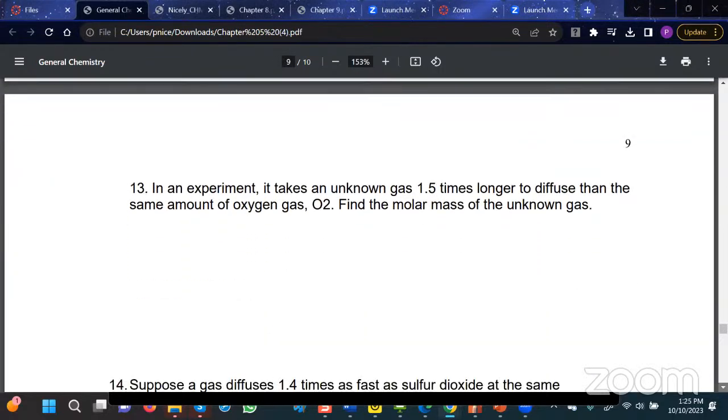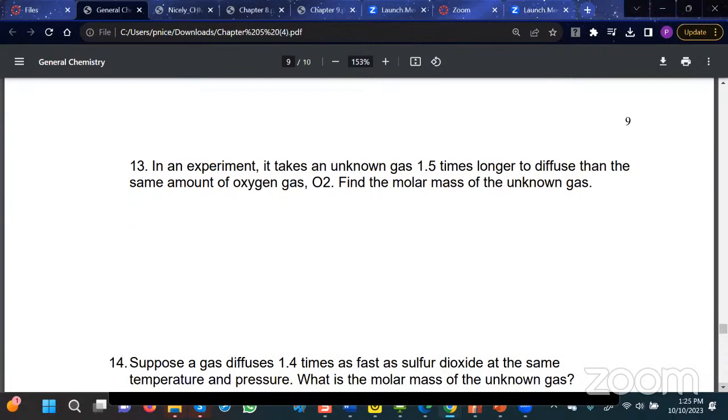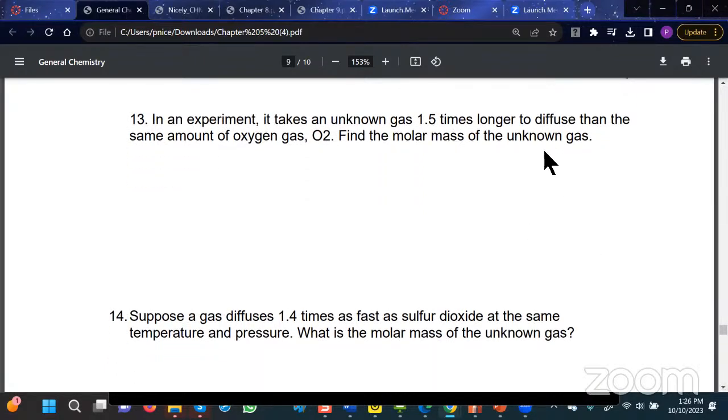Number 13 now deals with what we just talked about today, right? It says in an experiment, an unknown gas takes 1.5 times longer to diffuse. Now remember I said that some textbooks use diffuse and effuse to mean the same thing, so you have to just deal with that, even though they're not the same. So it says an unknown gas takes 1.5 times longer to diffuse than the same amount of oxygen, which is O2. So the question is asking you to find the molar mass of the unknown gas.